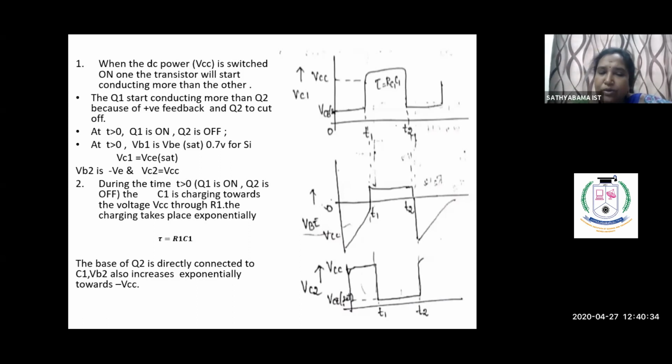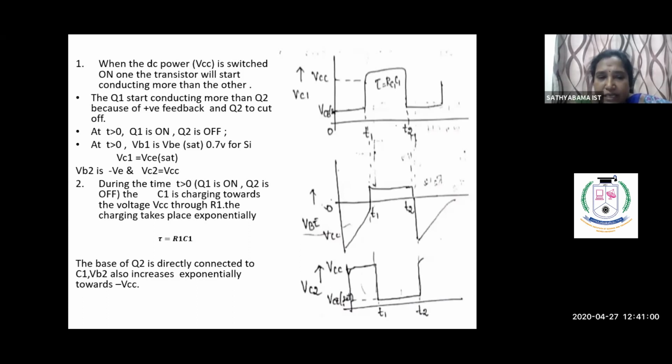At the same time, look at the third output, where VC2 is given. VC2 is equal to VCC. You can view that it is in the high state, the on-state condition. During the time T greater than 0, we should look at the charging condition also.